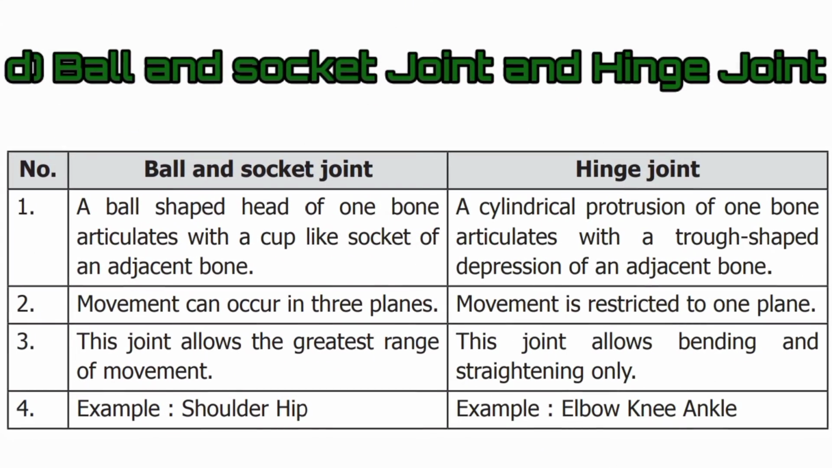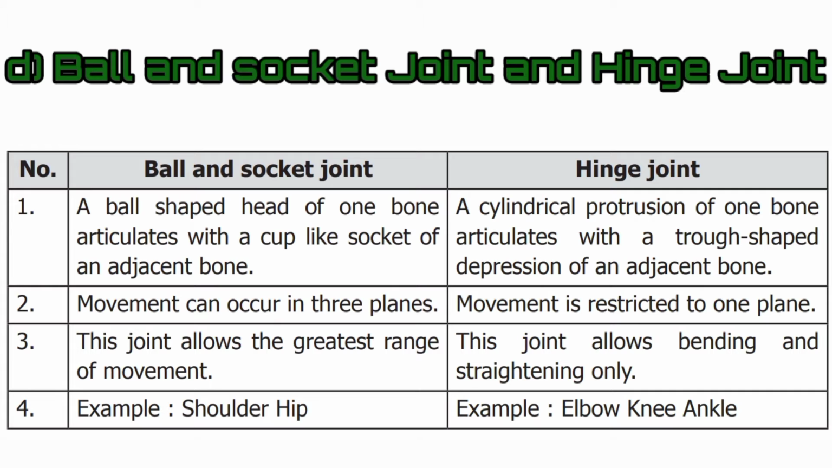Ball and socket joint and hinge joint. Ball and socket joint. A ball-shaped head of one bone articulates with a cup-like socket of an adjacent bone. Hinge joint. A cylindrical protrusion of one bone articulates with a trough-shaped depression of an adjacent bone. Ball and socket joint. Movement can occur in three planes. Hinge joint. Movement is restricted at one plane.